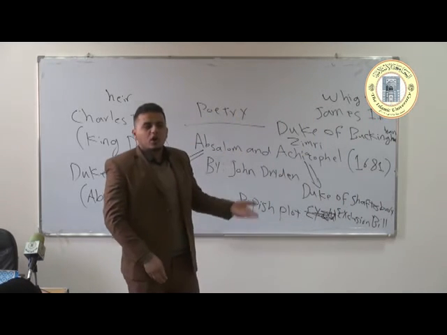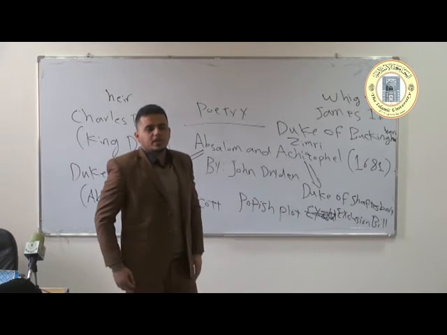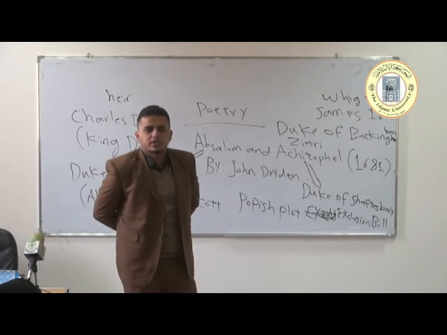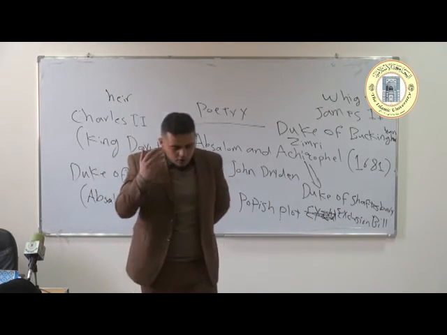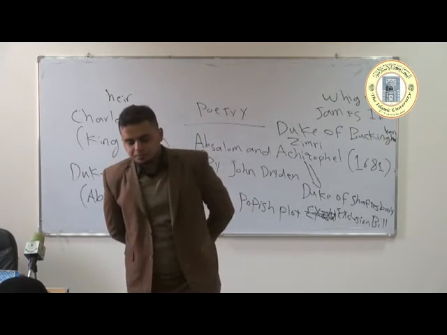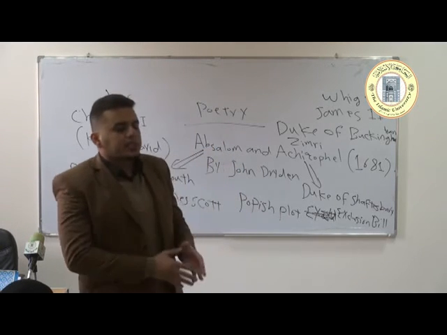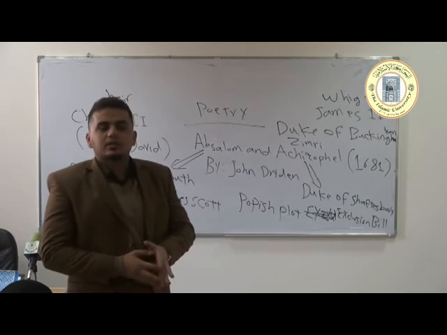He was from the court of King Charles II. He's supposed to support the king. Let's imagine for a moment that the conspiracy or the plot, the Popish plot, succeeds.